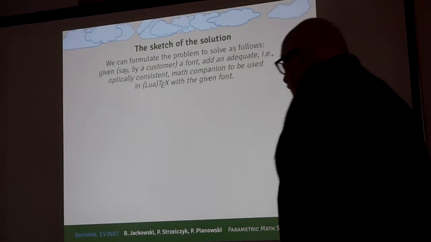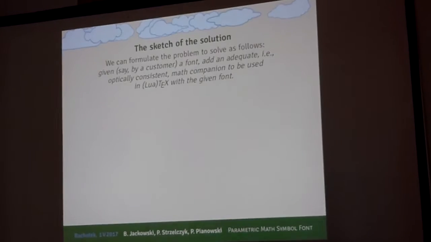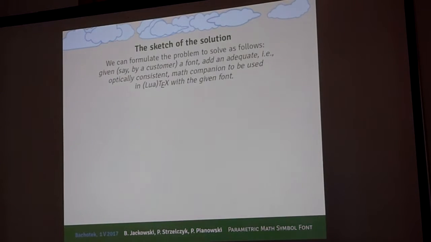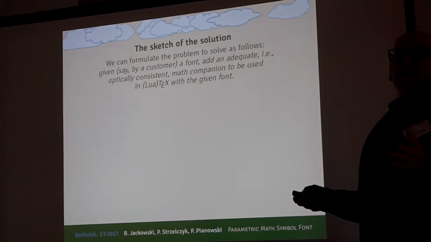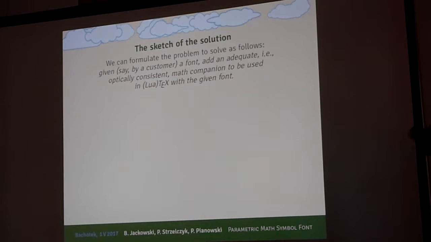So again, let's reformulate the problem. We have a given main font, and we want to add an adequate, that is optically consistent, math companion to it. I presume that additional forms, like fraktur or blackboard bold, can be added on the fly using just TeX manipulation. Adding this font is rather simple and has the advantage that you can choose any font you like. Karel doesn't like this serif blackboard bold. Please use the sans serif if you prefer.